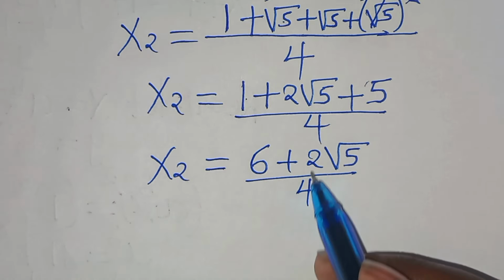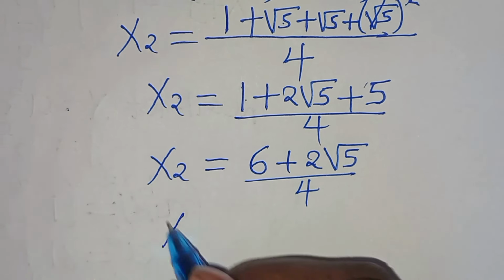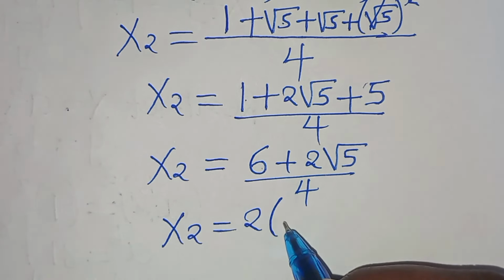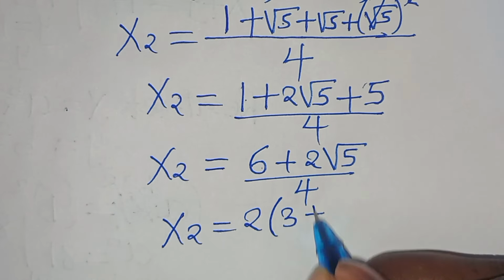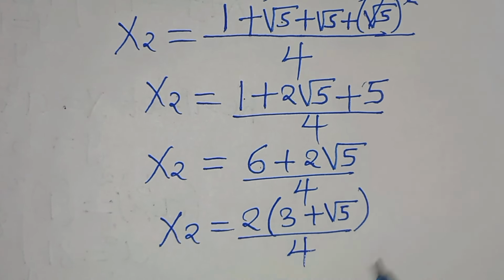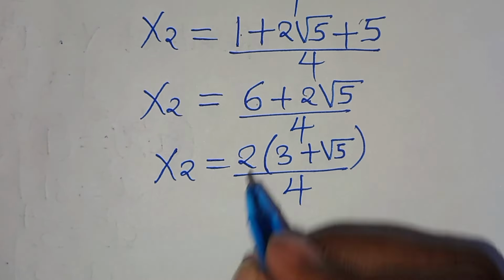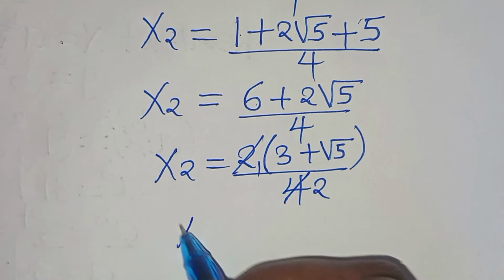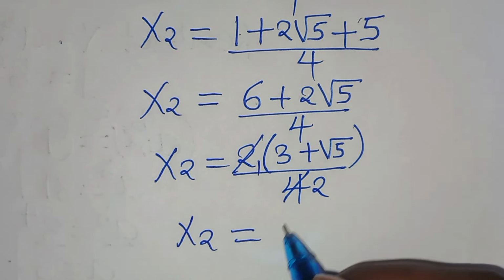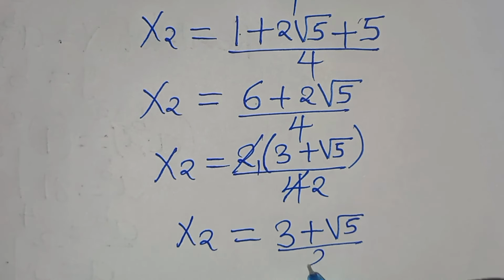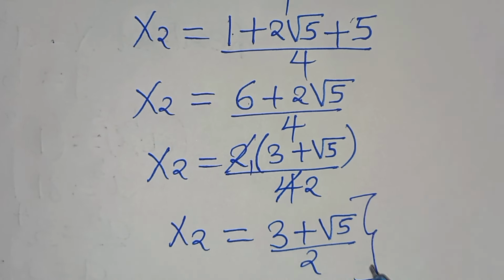And therefore, 2 is common here. We can factor out 2 so that we have 2 into the parentheses. This is 3 plus square root of 5 divided by 4. So let's simplify by 2. 2 divided by 2 is 1, and 4 divided by 2 is 2. And this implies that x2 is equal to 3 plus square root of 5 over 2. So this is the value of x2.